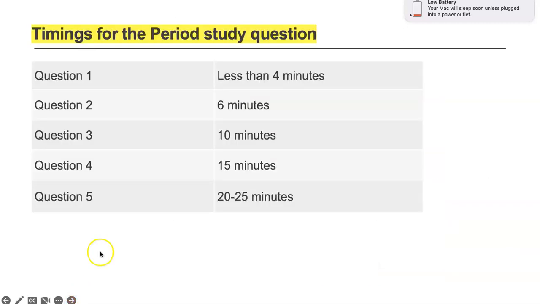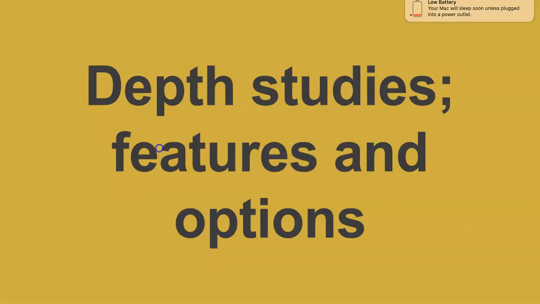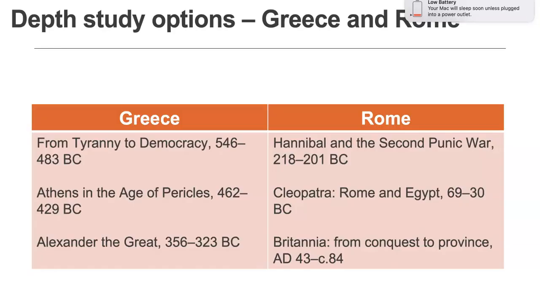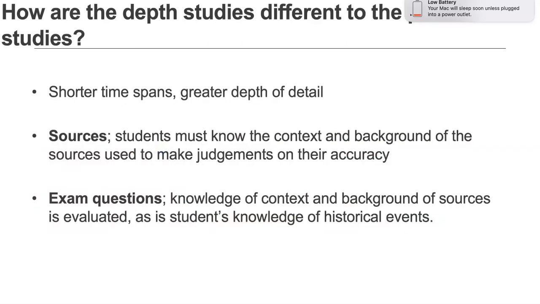As for the type of questions in the exam paper, you're going to have some factual questions, but also in questions 3 and 4, you're going to be using a source that will be given to you and you will need to evaluate it. And question 5 is the essay type question. The depth studies now: we have the Greece depth study and the Rome depth study. As I mentioned before, we chose Alexander the Great for Greece and Cleopatra for Rome. The difference between depth study and period study is that the depth study covers a shorter time span, but with greater depth of detail, and you are actually looking at the authors and how reliable they are.